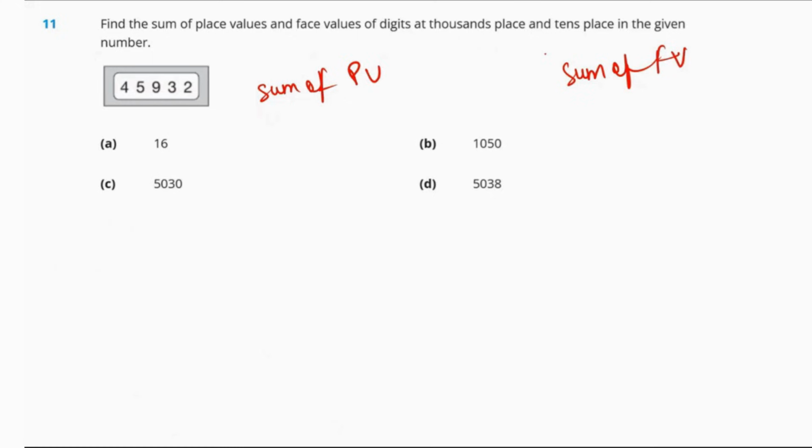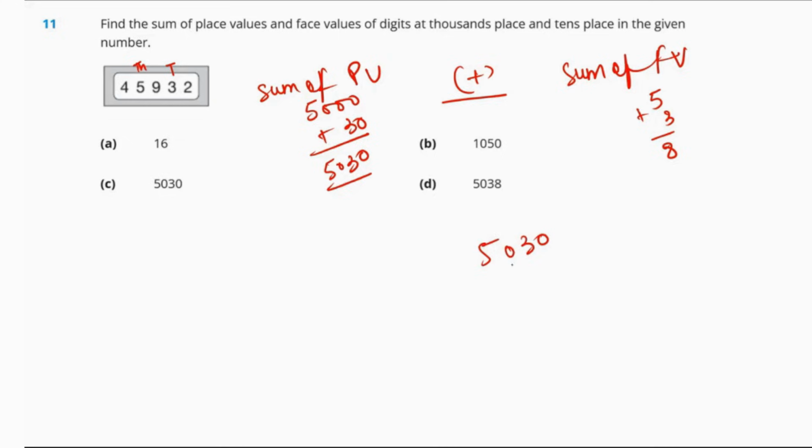Now what place values we have to take for the thousands digit and for the tens digit, right? Place values here will be 5000 plus 30 and face values here will be 5 and 3, right? So this will give us 5030 and this will give us 8. Now we have to do the sum of these two. So it will give us 5030 plus 8, that is 5038. So the final answer to this question will be option D.